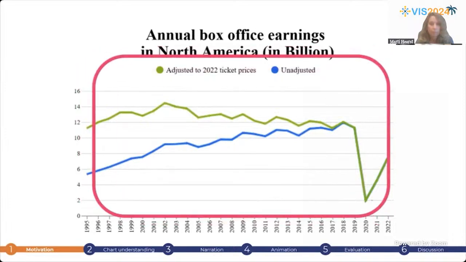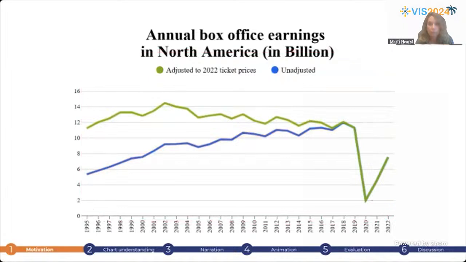The chart shows that the difference between unadjusted and adjusted ticket prices is evident, with the latter typically resulting in a higher box office earnings number. Unadjusted annual box office earnings in North America are increasing over time, while the adjusted earnings are fluctuating. Moreover, the box office earnings in 2020 were significantly lower than the previous years due to the COVID-19 pandemic, regardless of whether they are adjusted to 2022 ticket prices or not.